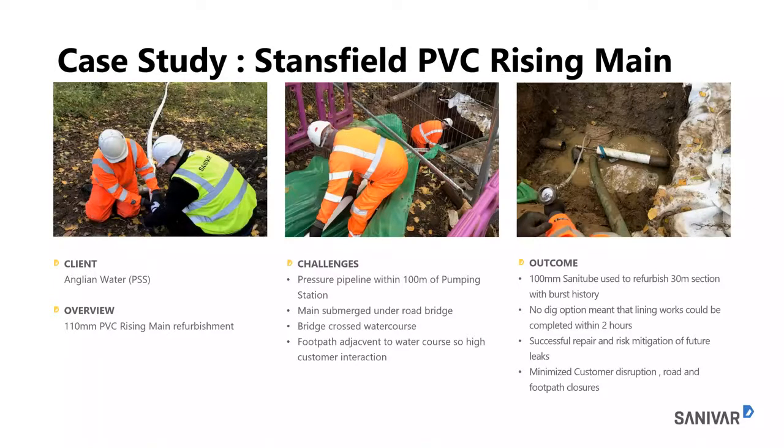The PVC main ran under a road bridge which crossed the watercourse, and over time HGV traffic and everything over the road bridge had compromised the bridge deck and had caused fractures and had a burst history on the PVC main in the bridge deck, and that had led to leakages from the bridge deck down into the watercourse adjacent to a public footpath.